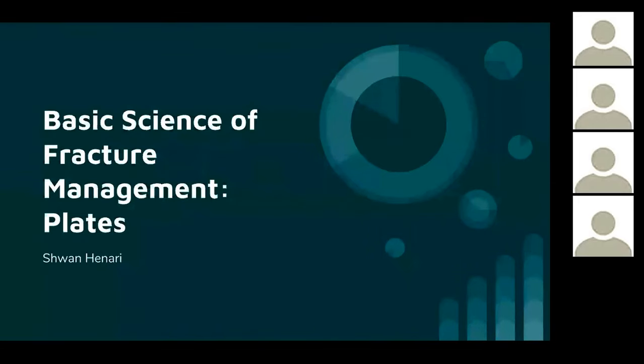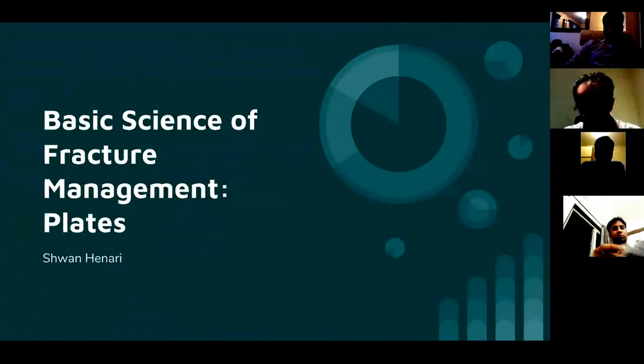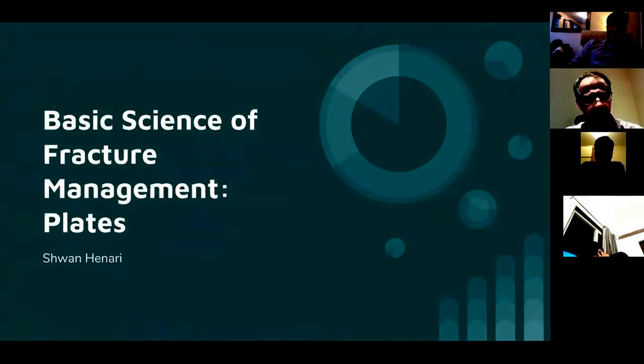It's also a great topic because it does cover quite a number of chapters in basic science and also in fracture management. And you can take this from plates to other forms of fixation and other forms of implants, and you can use the same basic science knowledge and apply it in different ways. So I really do recommend you do spend some time focusing on this area as well.